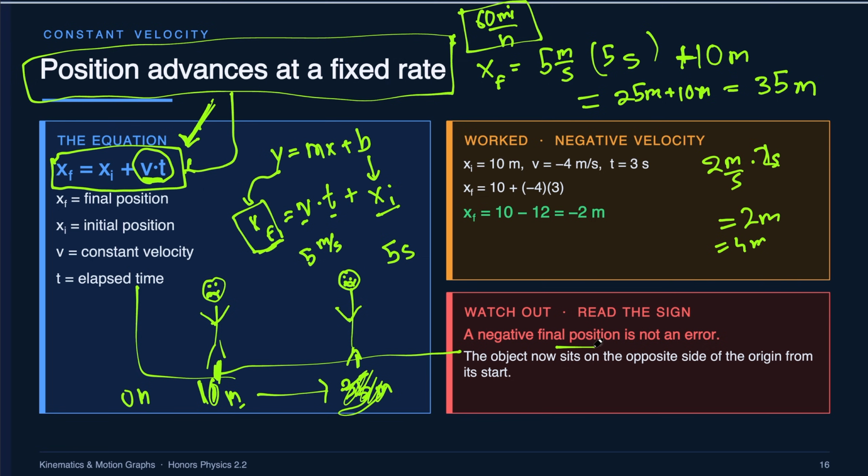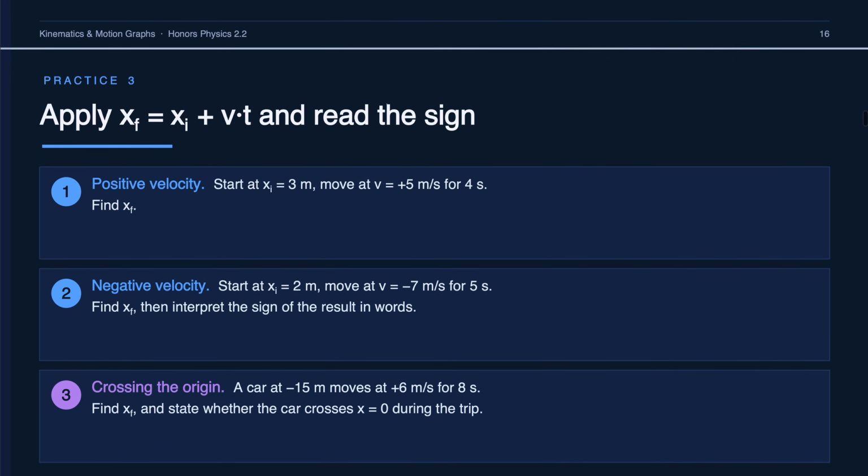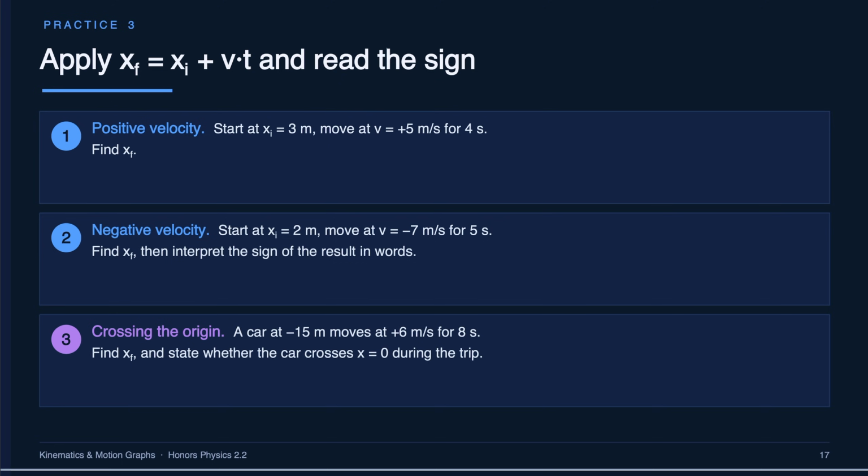And a negative final position is not an error, because you could end up going backward, right? If your velocity was negative, then you could end up at the negative final position if you're going backward. It doesn't need to be always forward. It's just where you end up. So as always, pause the video and try these practice problems.